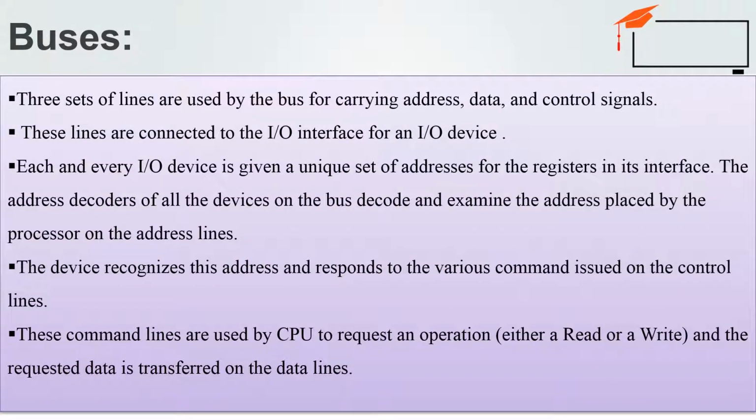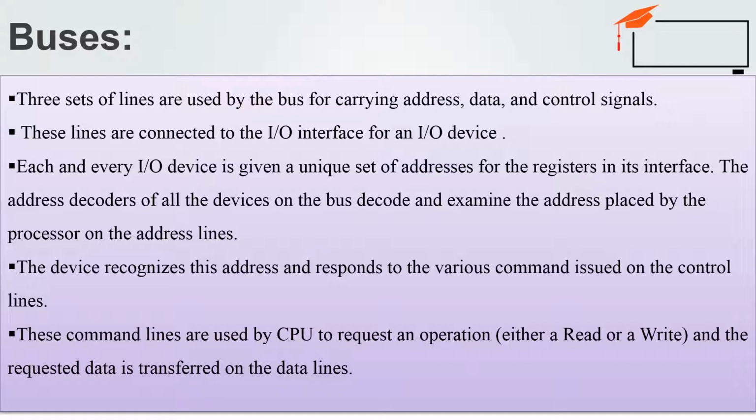The bus uses sets of lines for carrying address, data, and control signals. These lines are connected to the input-output interface for an input-output device. Each and every input-output device is given a unique set of addresses for the registers in its interface. The address decoders of all the devices on the bus decode and examine the address placed by the processor on the address lines. The device recognizes this address and responds to the various commands issued on the control lines.